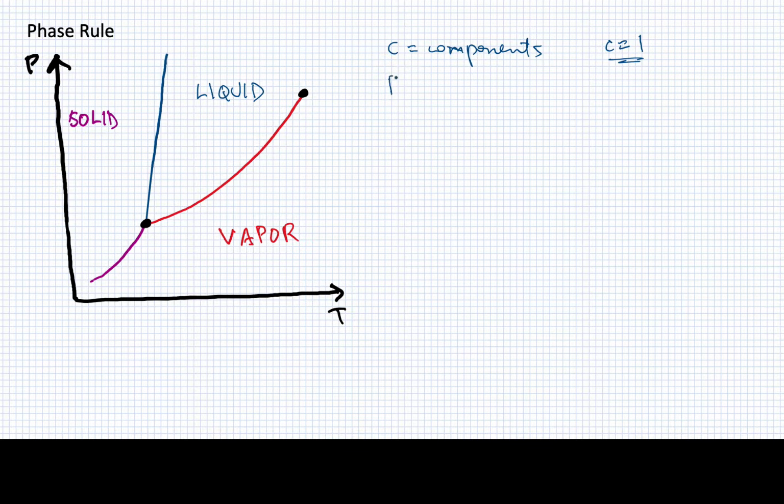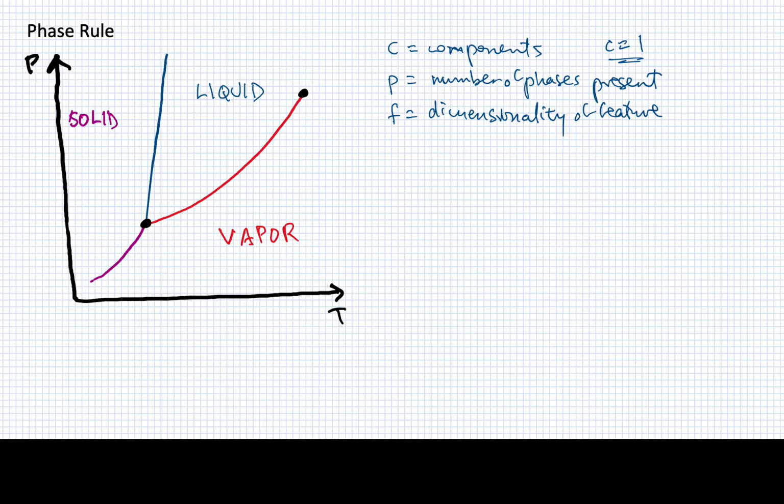We also can define P as the number of phases that are present in a given feature. Okay, so phases being solid, liquid, gas. How many of them are there present on a given feature? And finally, F is going to represent the dimensionality of the feature. And again, all of these things will become a little clearer when I explain this a little bit further. Okay, so what do I mean by all this?